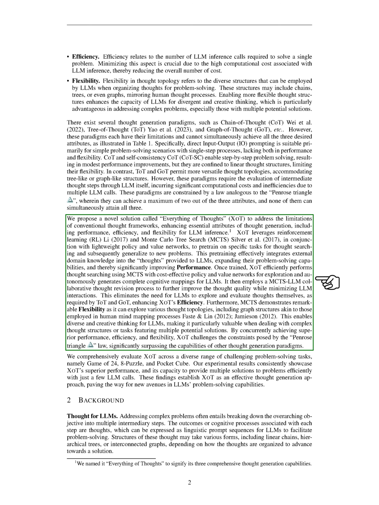Once trained, XOT uses Monte Carlo tree search with cost-effective policy and value networks to efficiently search for thoughts and generate complete cognitive maps for LLMs. This eliminates the need for LLMs to explore and evaluate thoughts themselves, thereby improving efficiency. Moreover, Monte Carlo tree search can explore a variety of thought structures, including graph structures, which enhances flexibility.